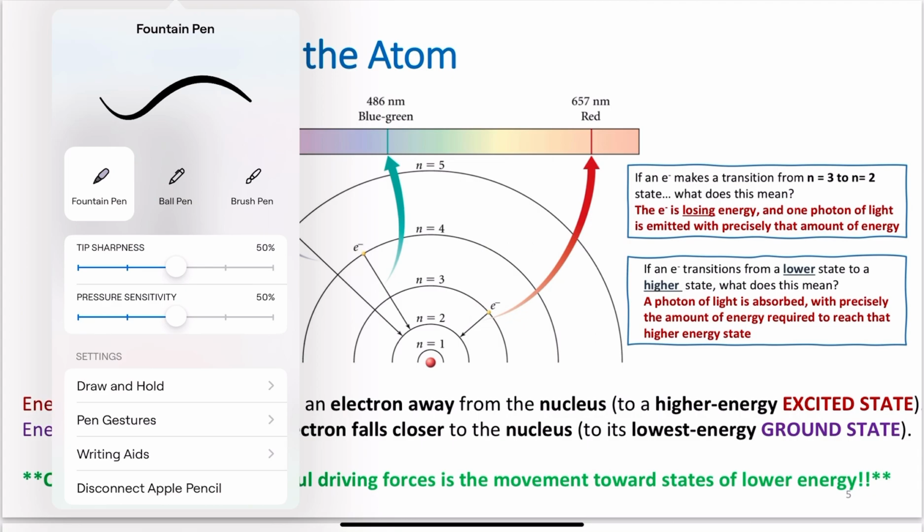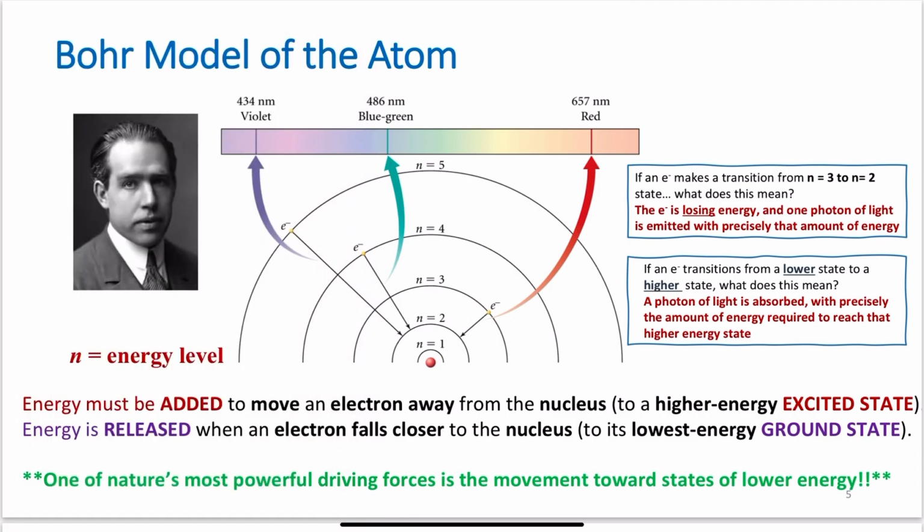So what we see here is, if an electron makes a transition from n equals 3 to n equals 2 state, what does this mean? If an electron goes from here, sorry, I should actually write that for 3, the electron goes from here and it transitions down to the n equals 2 state here. It's kind of what's showing here, okay? That means that this electron is losing energy. In order to go from the third energy level to the second energy level, the electron had to lose energy. It does this by emitting a photon of light with precisely the amount of energy it needs to lose.